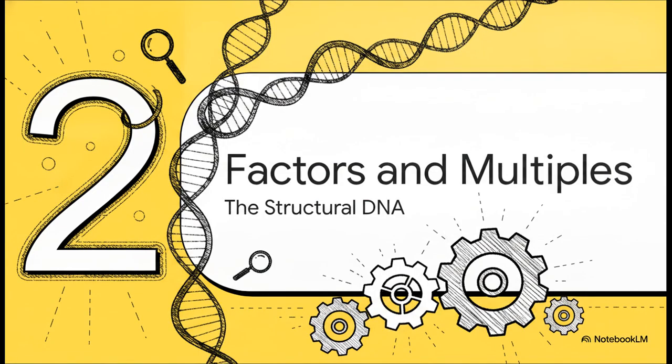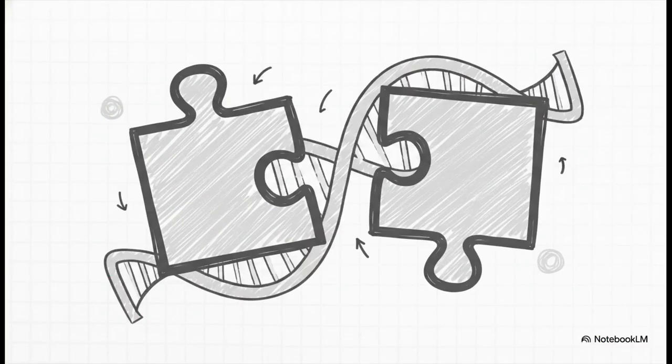Section 2. Unlocking factors and multiples. This is where we start looking under the hood, so to speak, to see how numbers are truly connected to one another through these invisible mathematical threads. Now, this core rule is beautifully simple, but man, is it powerful.